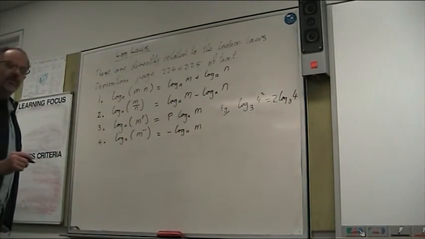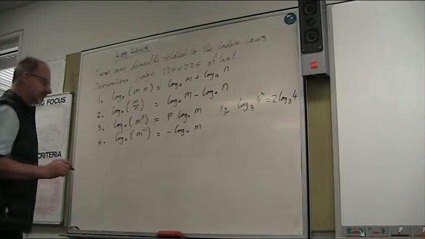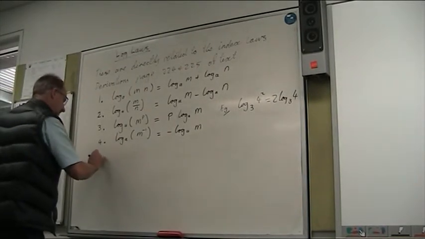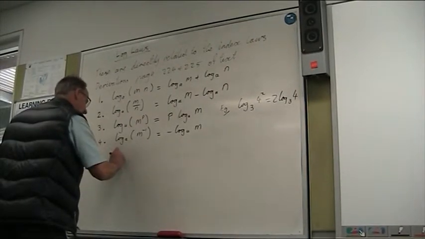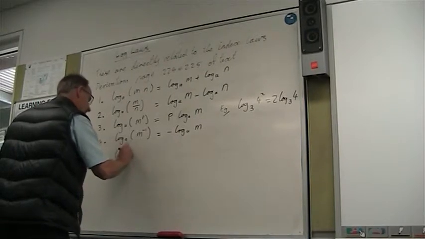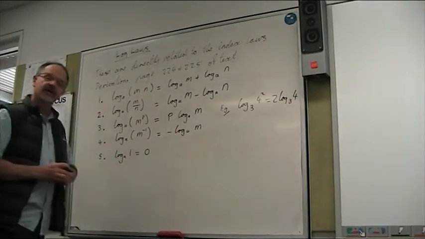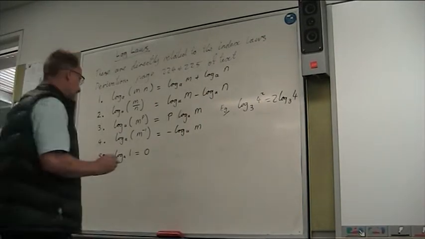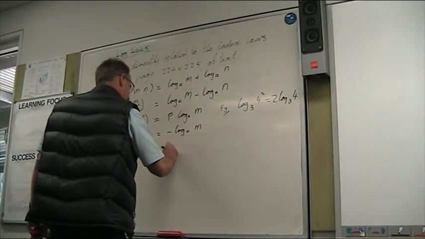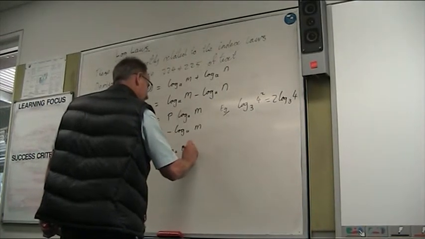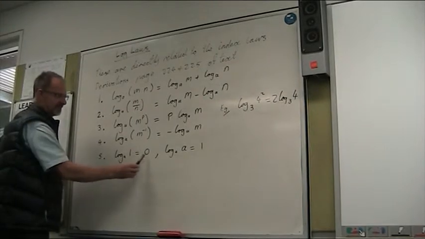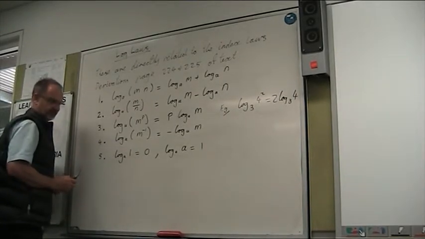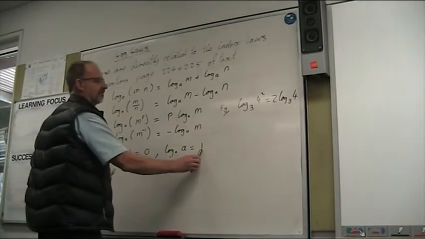And the last one we're going to look at here, number 5: log to the base A of 1 is always equal to 0. And also log to the base A of A is always equal to 1. Because anything to the power of 0 is 1, and A to the power of 1 is just A.